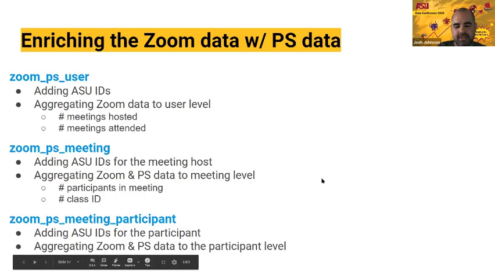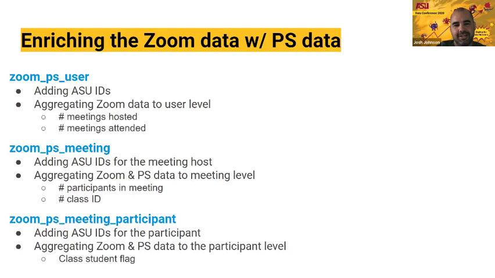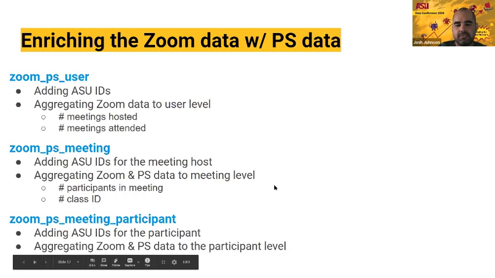Meeting participants, student IDs, some of the aggregations that you might see at that level is a little bit harder because there's not a lot of information that comes across at that level in any system. So that would be mostly just joining the data together.